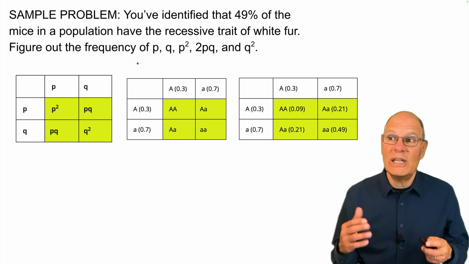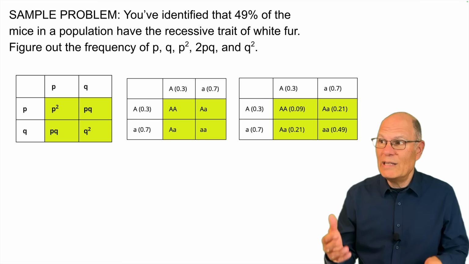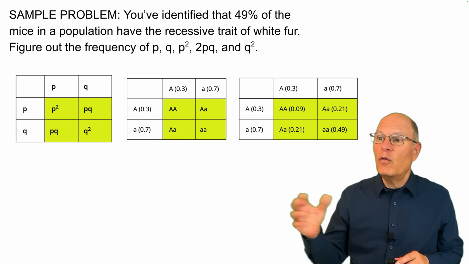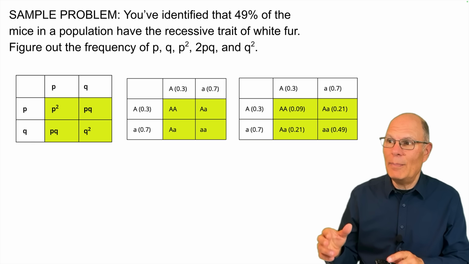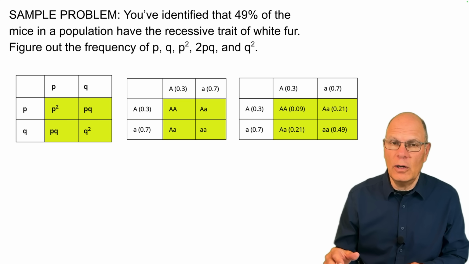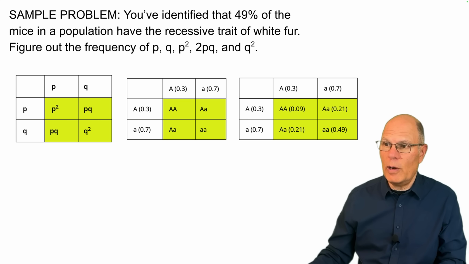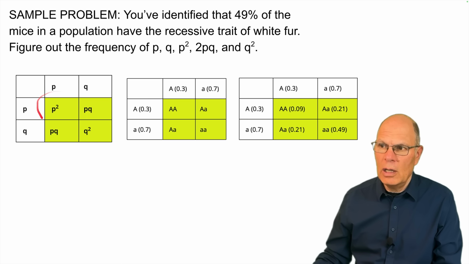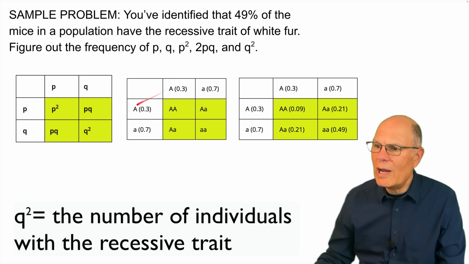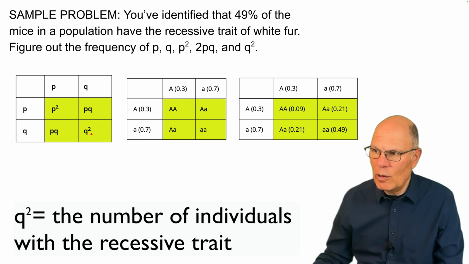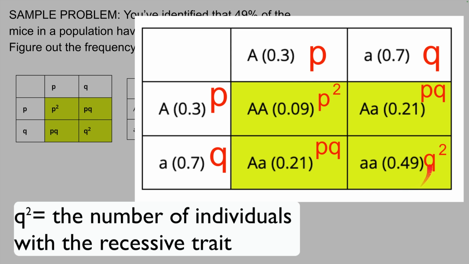Here's how you might see this in a sample problem. You've been told that 49% of the mice in a population have the recessive trait of white fur. Figure out the frequency of p, q, p squared, 2pq, and q squared. So here's our original setup. What we're going to do is q squared is this value over here. So we're just going to put 0.49 over here.